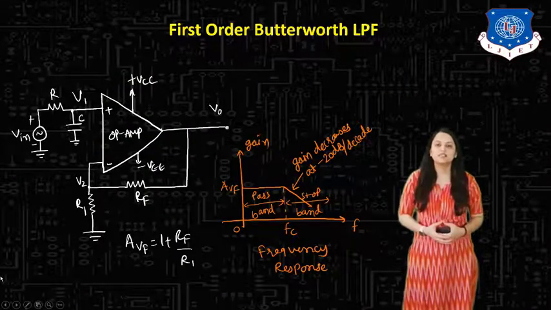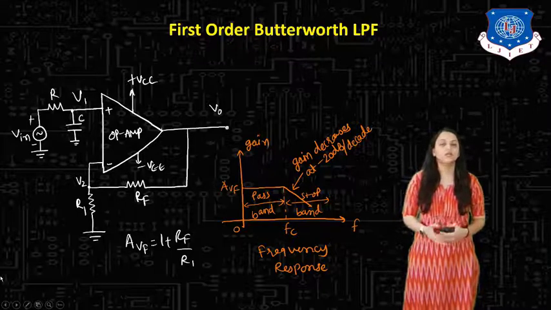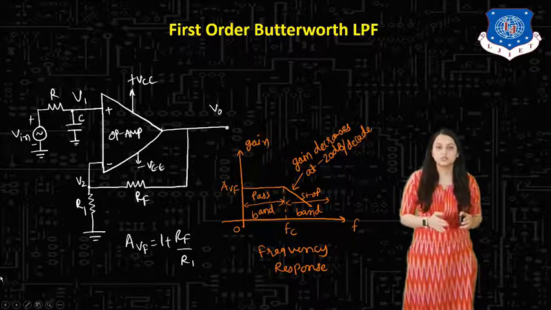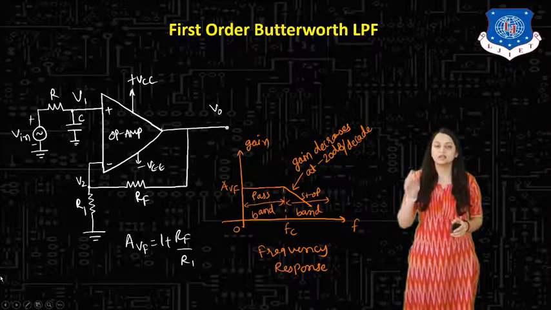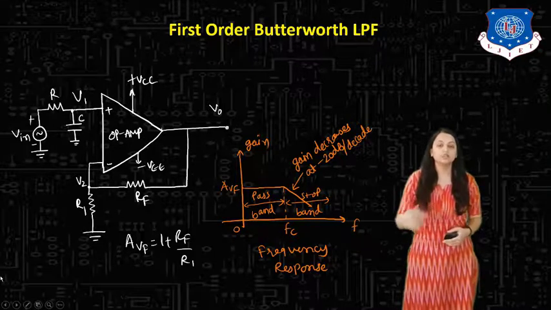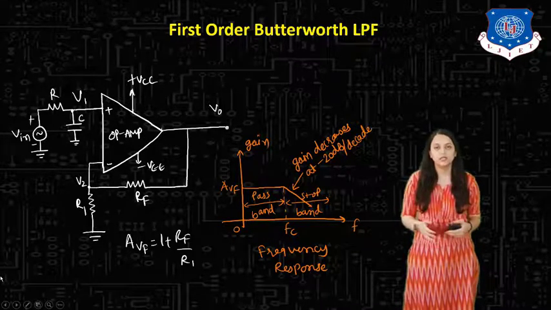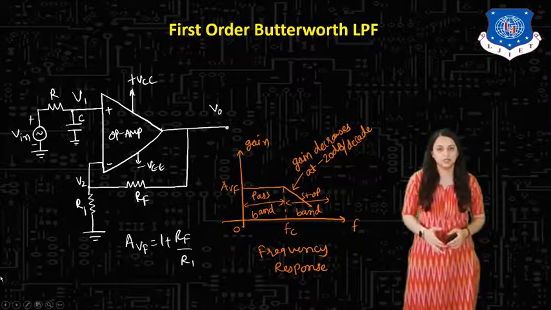So first of all, let us see the first order Butterworth low pass filter. Now, here the first order indicates what? The first order indicates that the pair of resistor and capacitor is 1. In the further session, we are going to see the second order filter also. This order indicates the number of RC pairs used in the circuit.